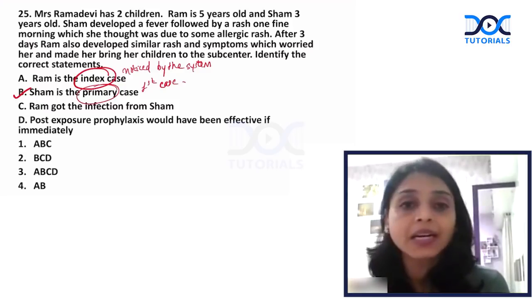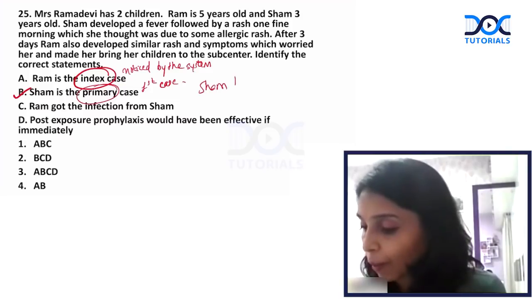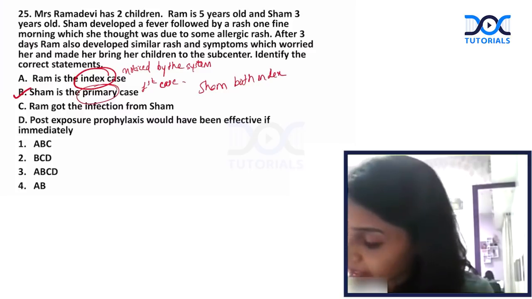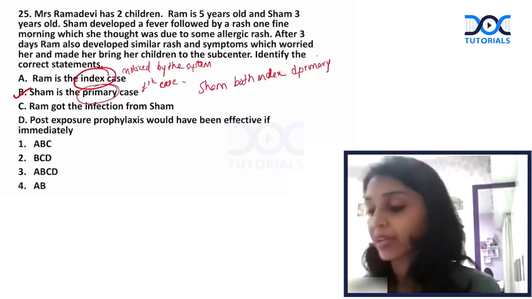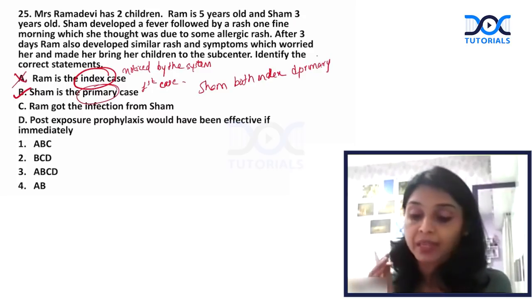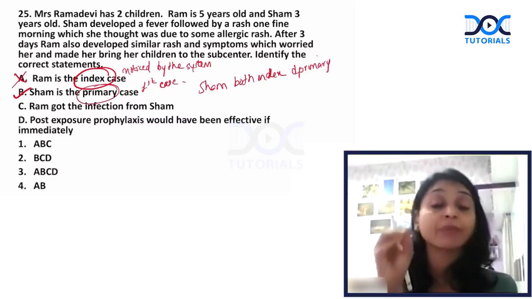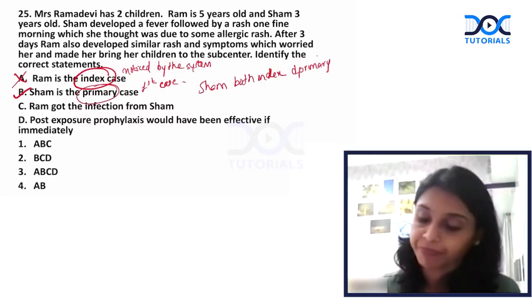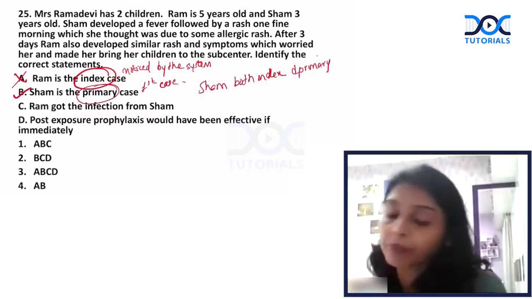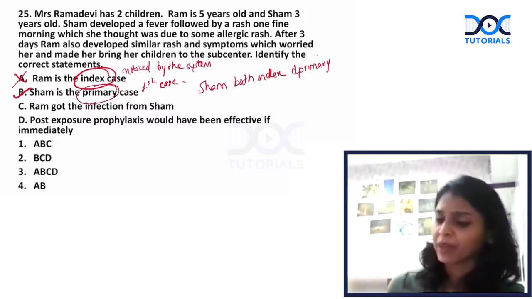That is Sham. So Sham is both index and primary case. Is that clear? So this is wrong. Ram is not the index case. Sham is the index as well as primary case: the first case that developed the disease as well as the first case that was noticed by the health system. Ram got infection from Sham. What do you think? Yeah, Ram got infection from Sham.